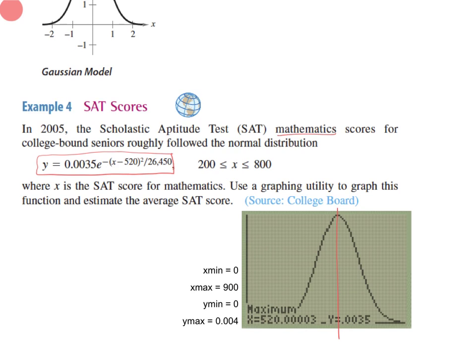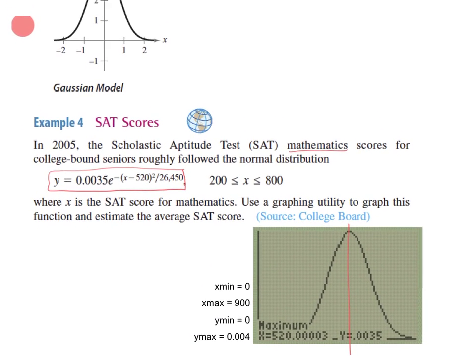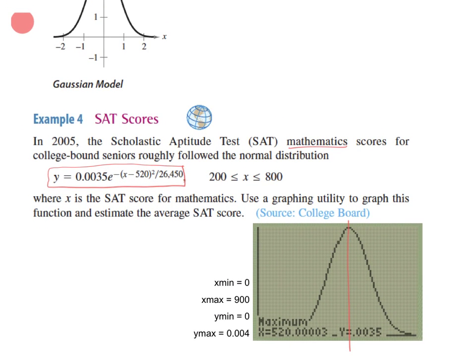So it shifted it 5 to the right? Yeah, it shifted it 520 to the right. So instead of being right on the y-axis, it's now shifted 520 units to the right. So we know where the mean was. What are we doing? Are we solving for something, or do we just make a statement? Really, this one we just made a statement.